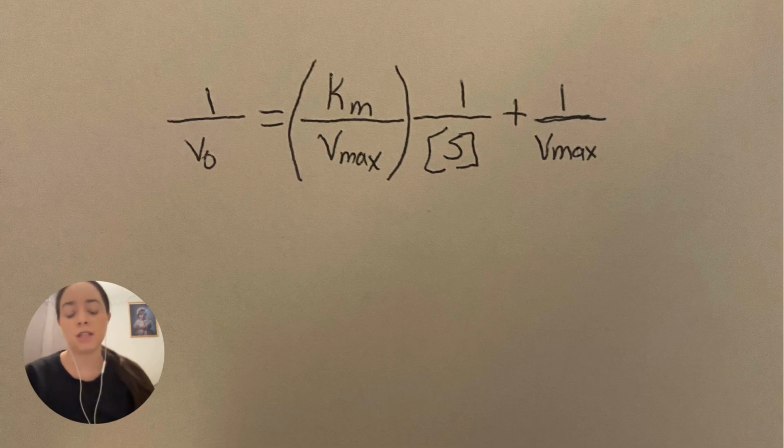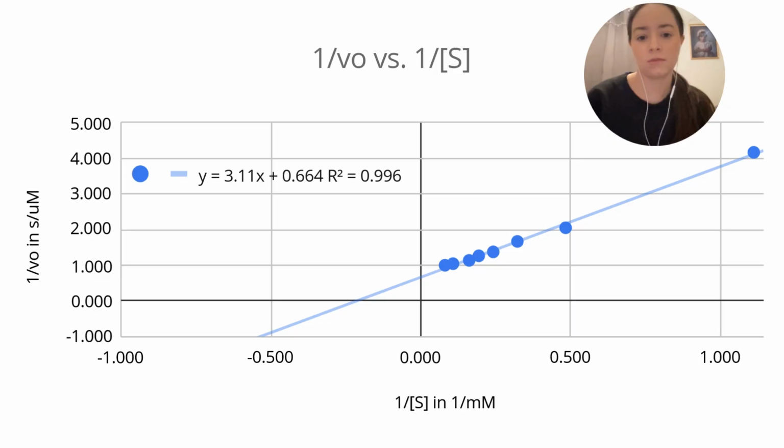The next equation we need to talk about is the Lineweaver-Burk plot, which is essentially the reciprocal version of the Michaelis-Menten equation. This is the Lineweaver-Burk plot of question 1 from our lab. And as you can see, it is a straight line instead of the Michaelis-Menten curve. You can even see the equation y = 3.11x + 0.664. So essentially, y = mx + b.